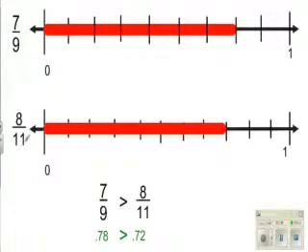Same here with 7/9 and 8/11. I guess it looks like 7/9 is bigger, but that's only because I draw so well. And if you actually divide out 7 divided by 9, you'll see it's 0.8, which is greater than 8 divided by 11, or 0.72.